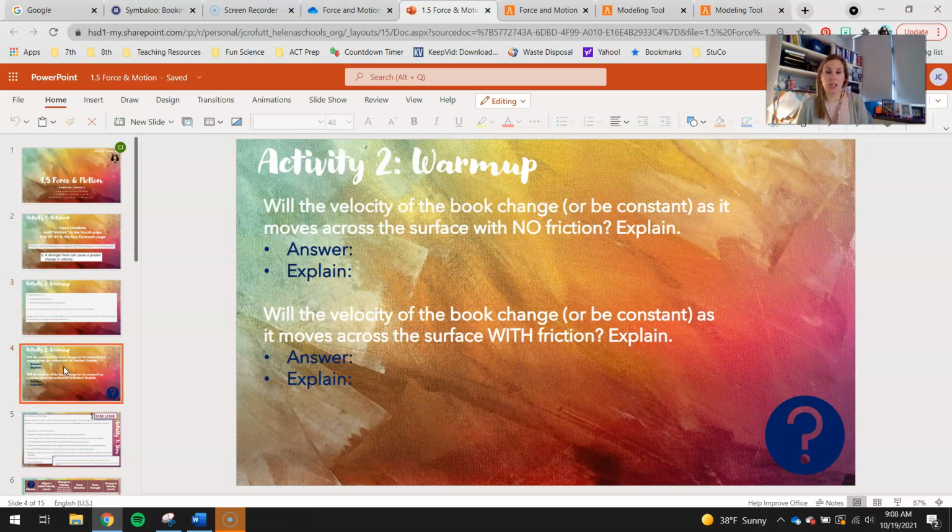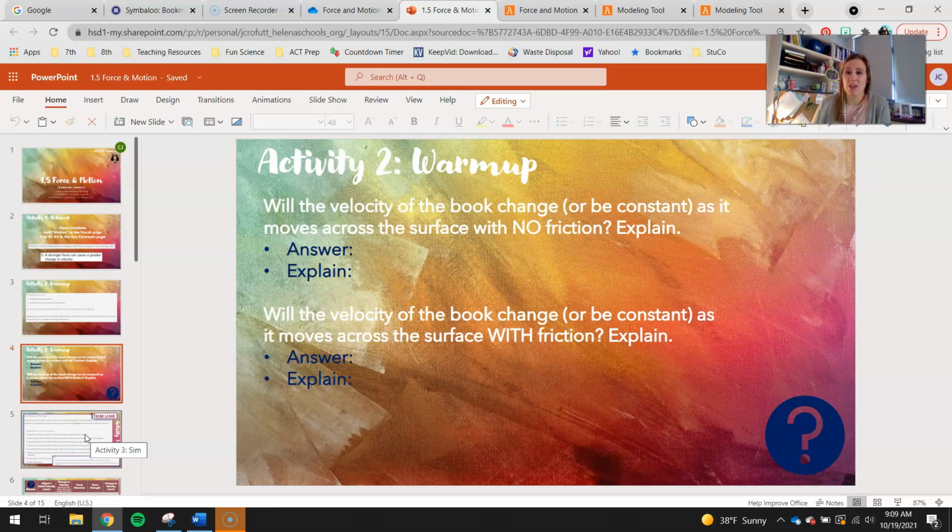So answer these 2 questions here. Will the velocity of the book change, or will it be constant? Think of those balanced and unbalanced forces as it moves across the surface with no friction. Again, for this, we're going to assume 0 friction whatsoever. Explain. Think about what we've been learning about balanced forces and what change of velocity we'll see there, or lack of change, or unbalanced forces and what kind of change we'll see there as far as movement and velocity. Then, will the velocity of the book change or be constant as it moves across the surface with friction? That would be like the carpeted surface. Again, think about balanced and unbalanced forces and what we can expect for either a constant or changing velocity. Remember, pause as you need.